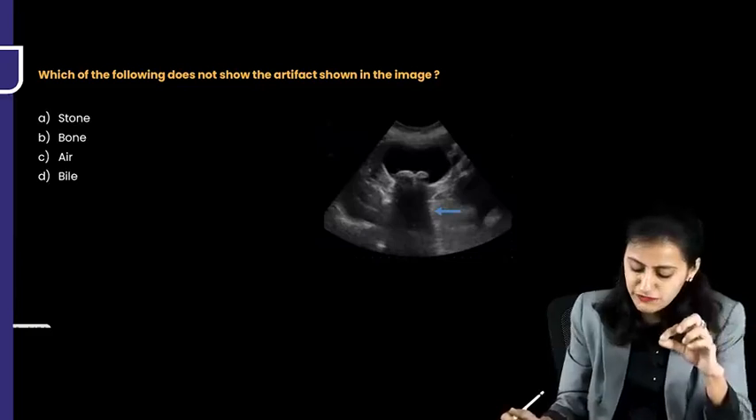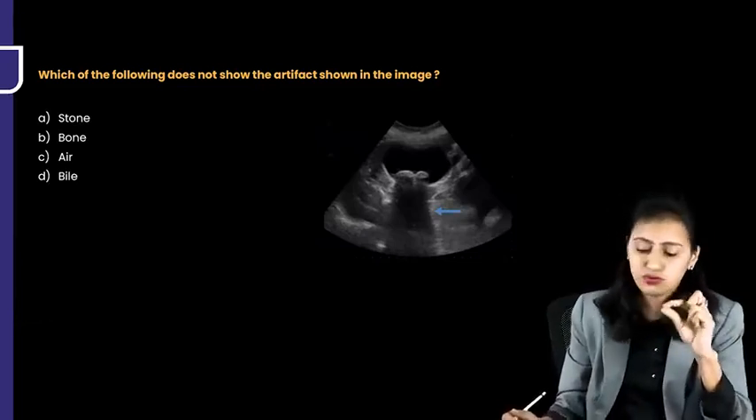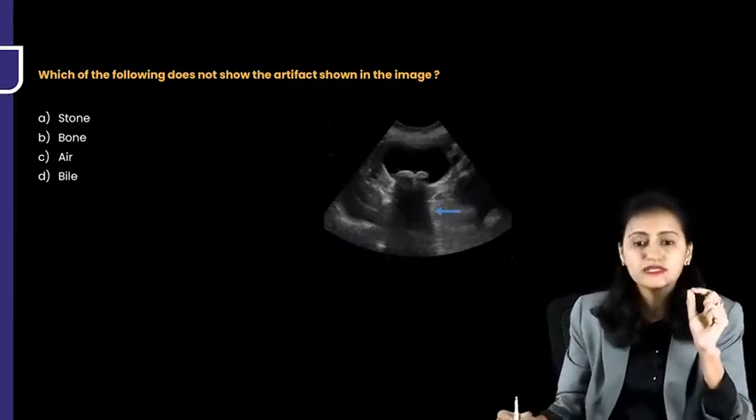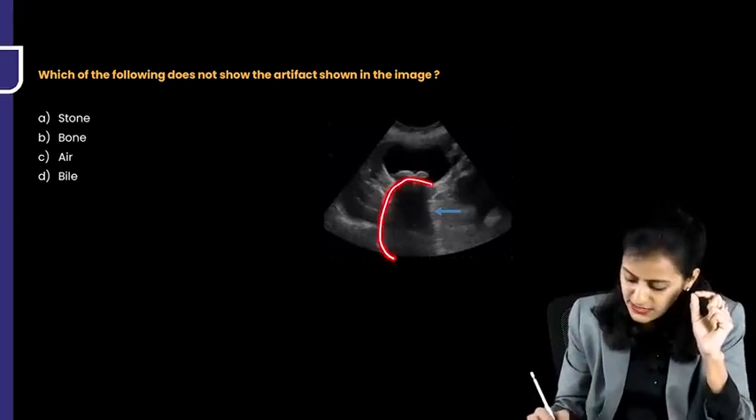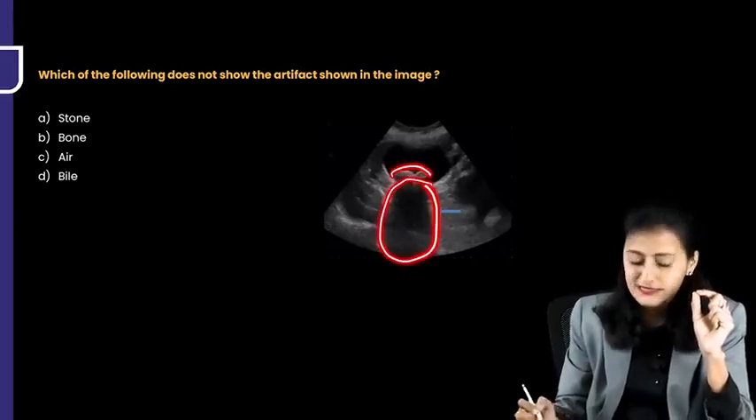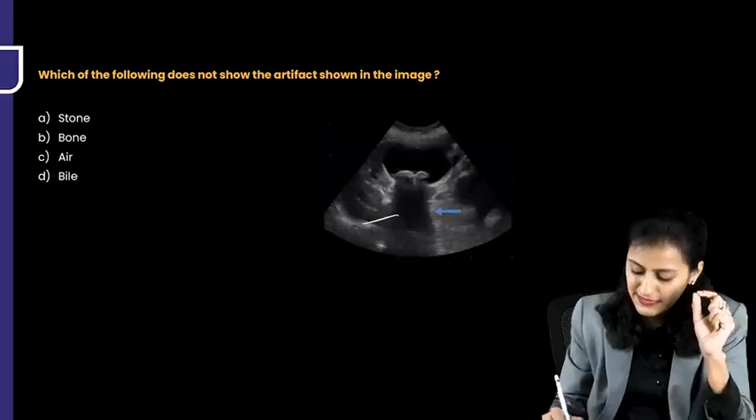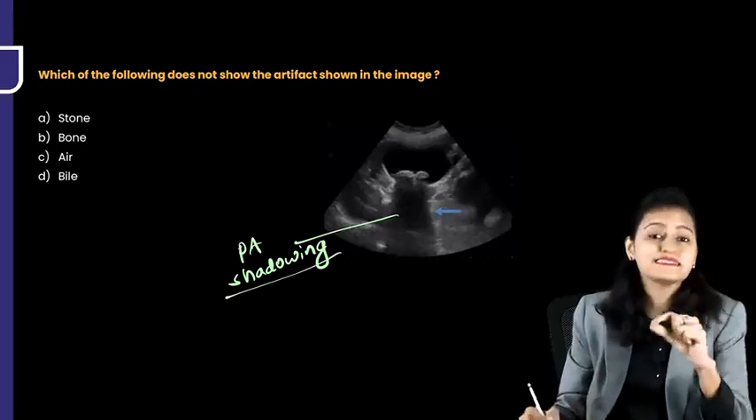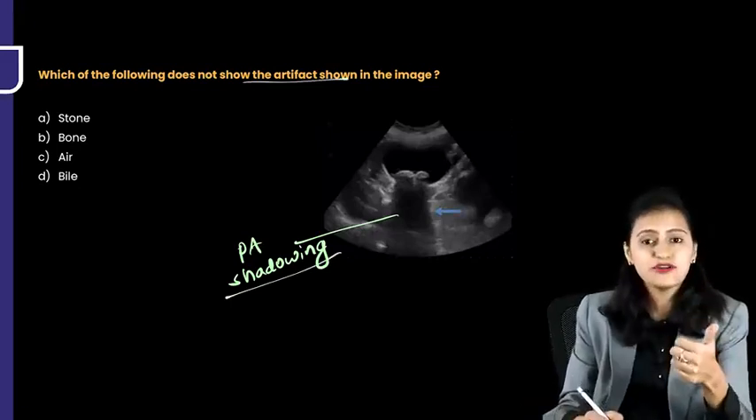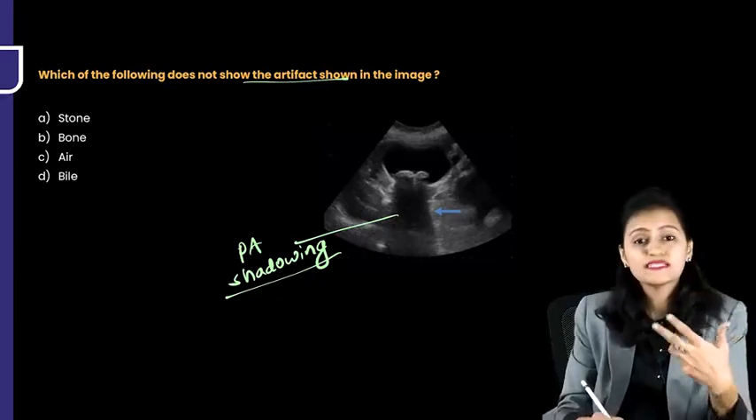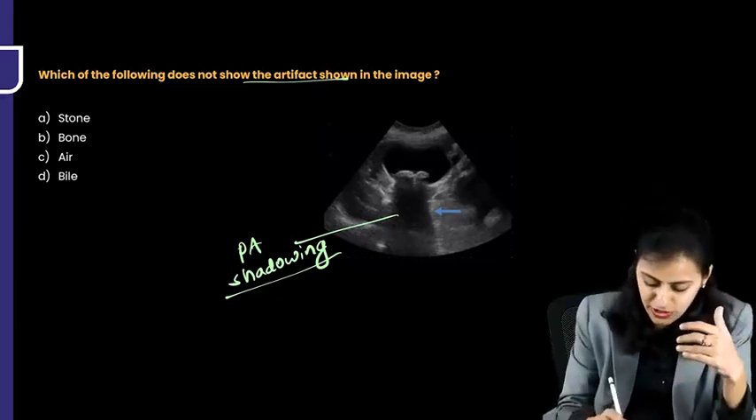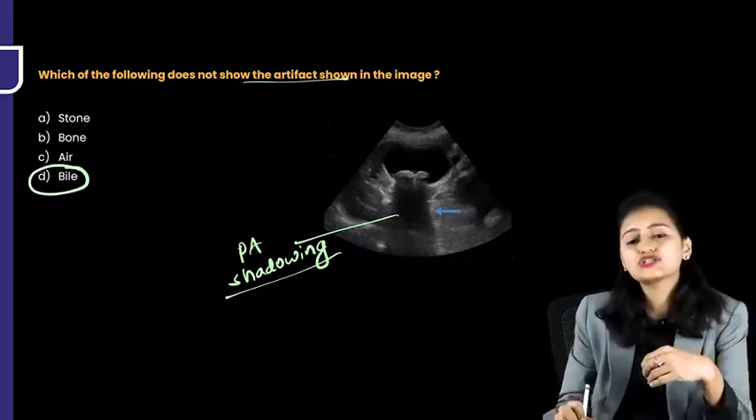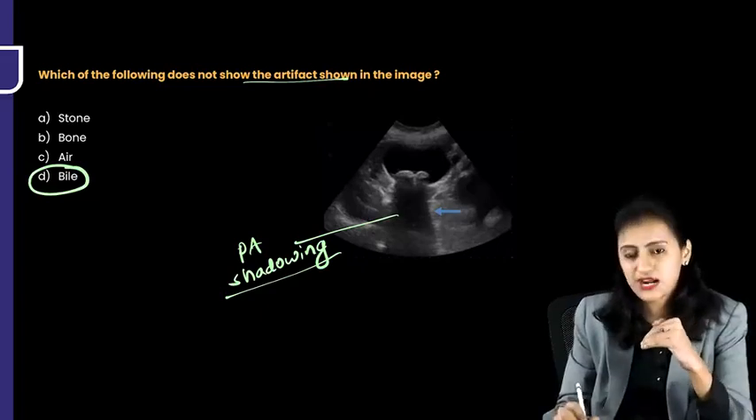Next one, which of the following does not show the artifact shown in the image? What is the artifact shown in the image? What we see here is this black area behind this white area. So this black is the shadow. This is posterior acoustic shadowing. So which of these does not show posterior acoustic shadowing? Stones, bones, air or bile? So remember, it is bile which does not show the posterior acoustic shadowing.